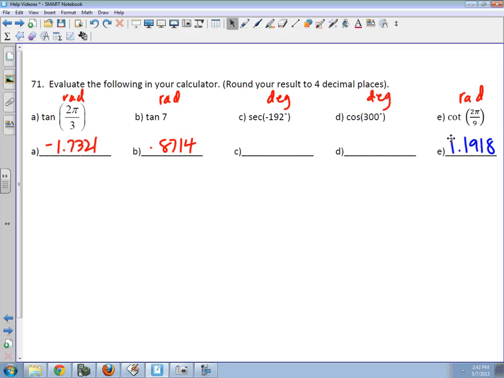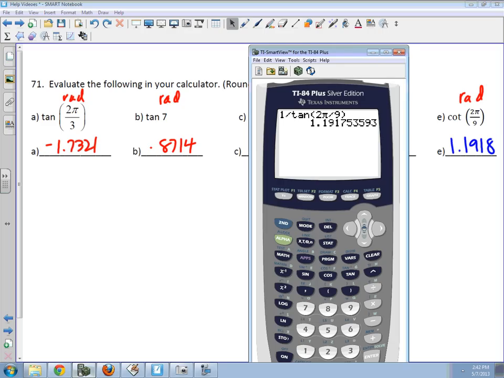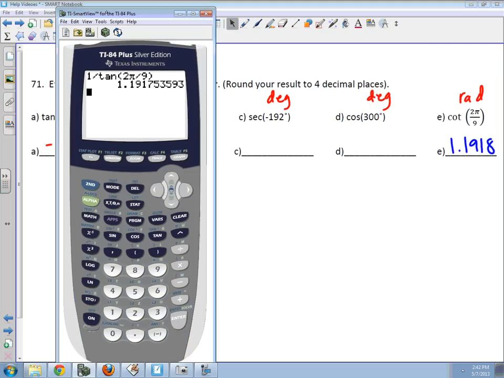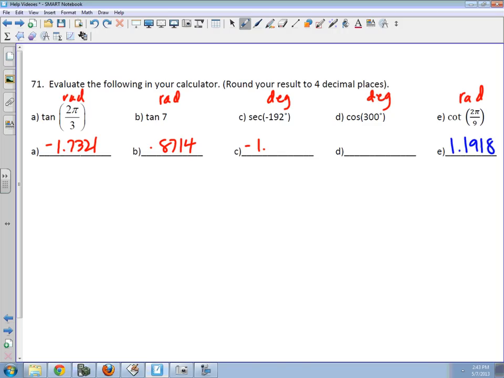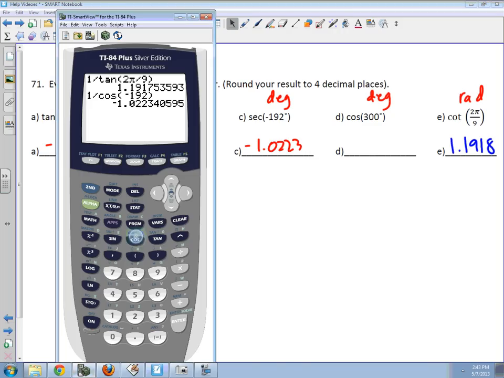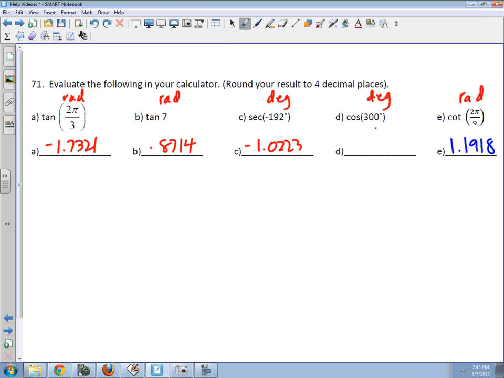Okay? So secant and cosine. Secant of negative 192, secant is the reciprocal of cos. So the secant of negative 192 is 1 over the cos of negative 192. Before I hit enter, I'm going to make sure my mode is changed to degrees, because now you're talking about degrees. That's the only trick to these ones, making sure your calculator's in the right mode. So it's negative 1.0223. And then lastly, cos of 300. Cos of 300 actually is a nice number. It's a measure that we know exactly. In this case, it'll be 1/2.